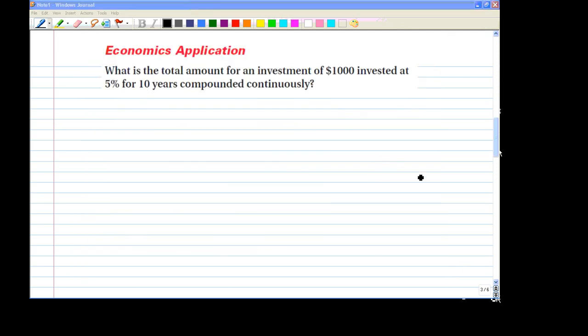Let's look at an economics application. What is the total amount for an investment of $1,000 invested at 5% for 10 years compounded continuously? There are some keywords here, and they are compounded continuously. So we've looked at compounded quarterly, yearly, weekly, daily, monthly, whatever, but we haven't used this word continuously yet. That word continuously is the keyword to tell us that we are using a new formula here.